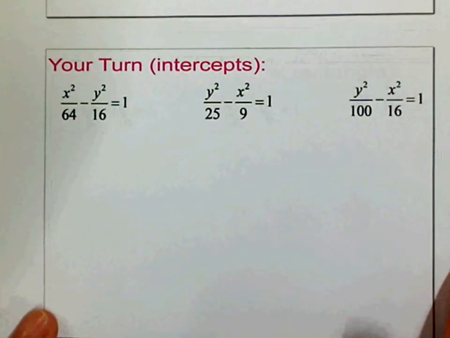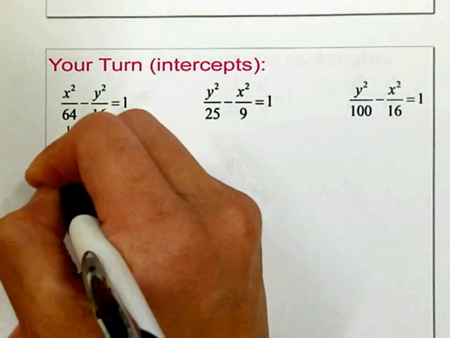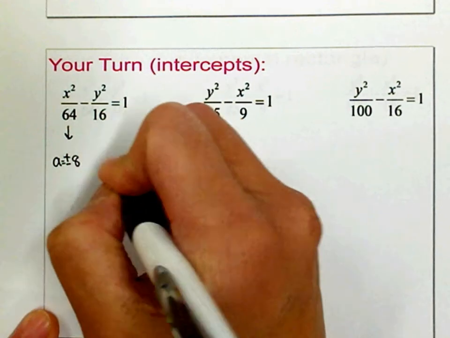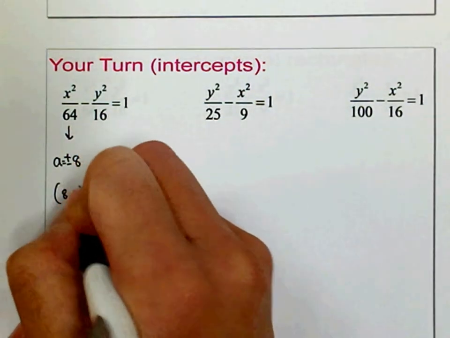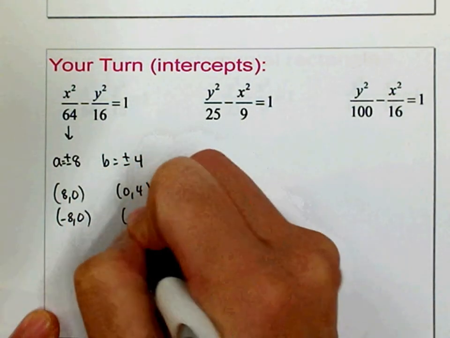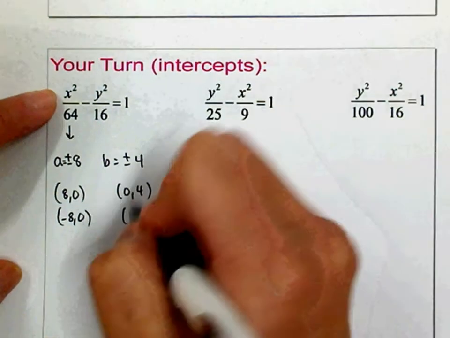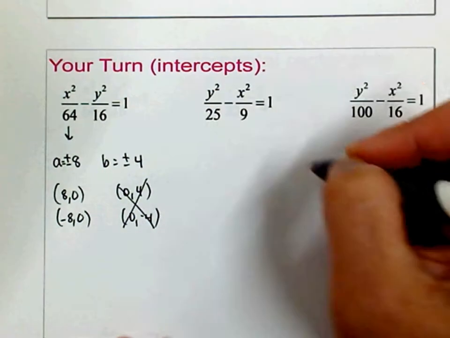So there's your x-intercept right there. Your turn. Try to find the intercepts. Here we go. A under x is plus or minus 8. Your b is plus or minus 4. So a gives (8, 0) and (negative 8, 0), and b gives (0, 4) and (0, negative 4). Okay? Notice how the x comes first. So there's your intercept. Let's try this one.